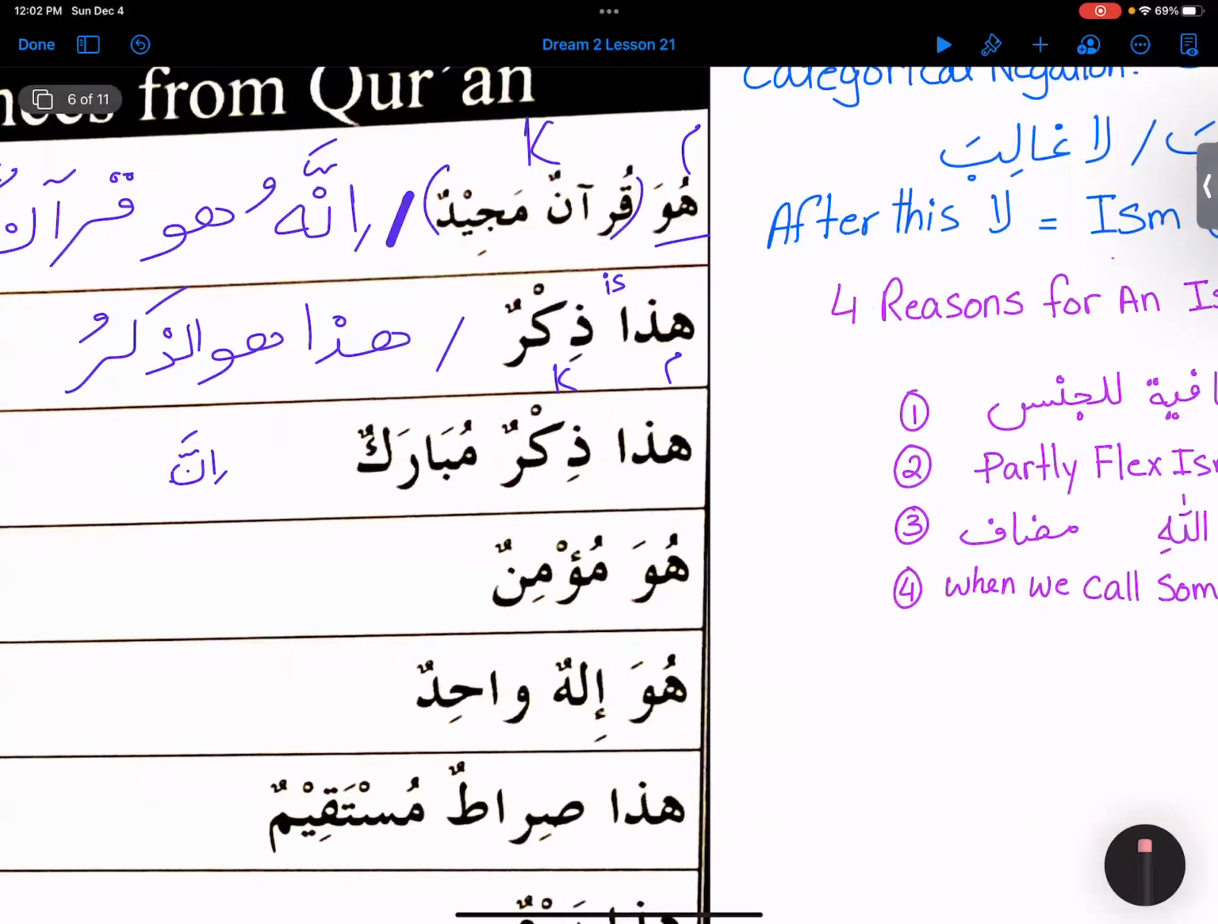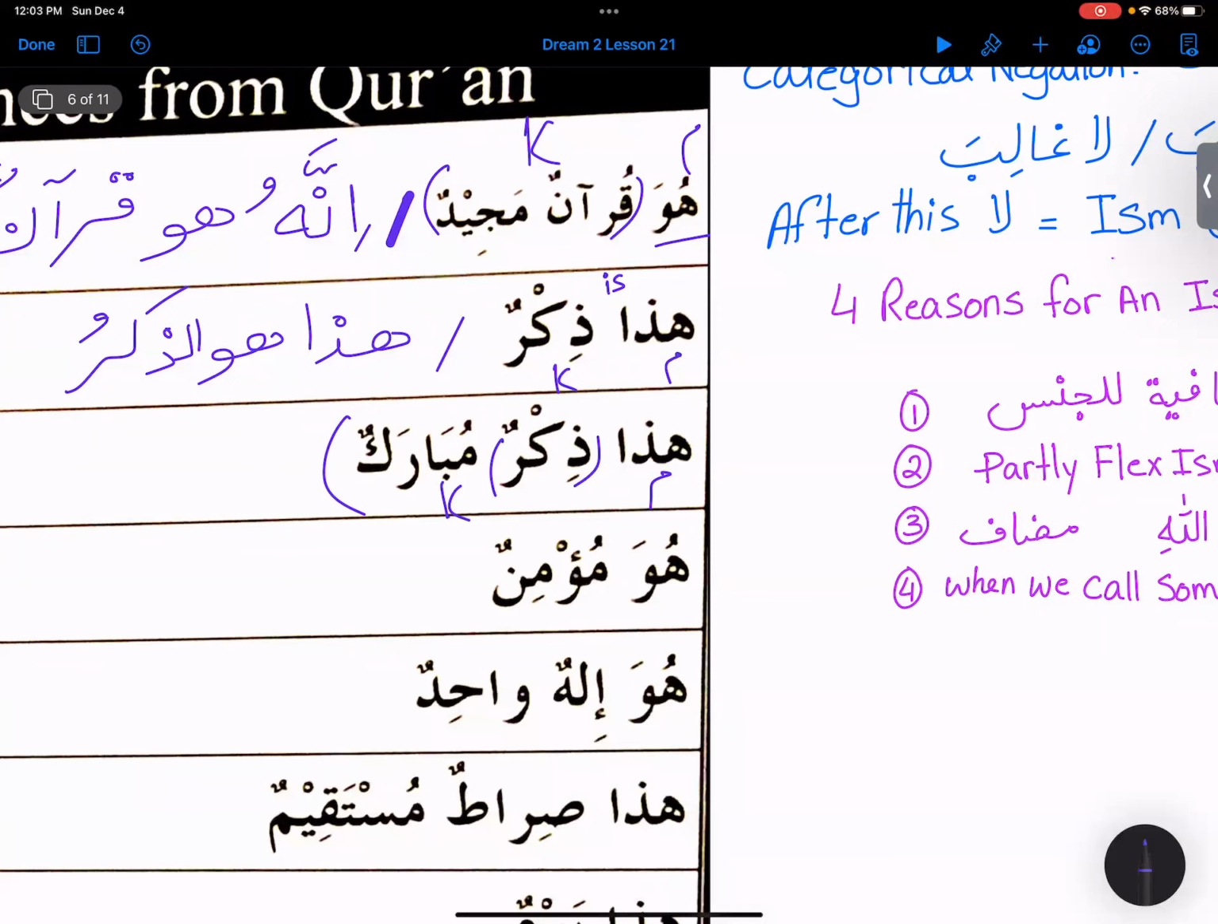Haza zikru mubarakun. What is that translation, first of all? This is a blessed remembrance. Blessed reminder. Zikr. Okay, now haza would be mubtada, because there is no al after it. So this is my mubtada. Zikrun mubarakun, both together, right? Mausuf sifa, a fragment coming as a khabar. So this is haza zikrun mubarakun.